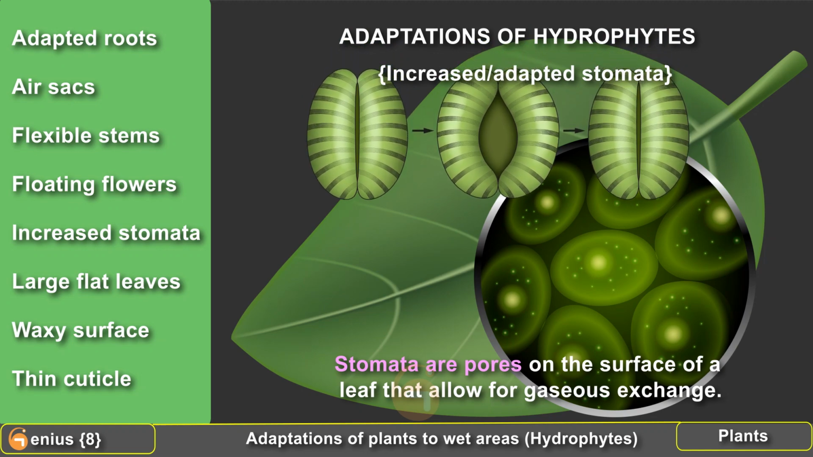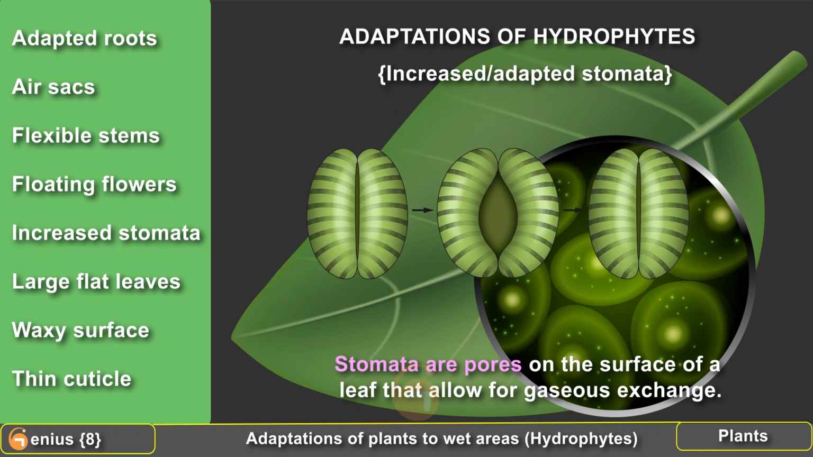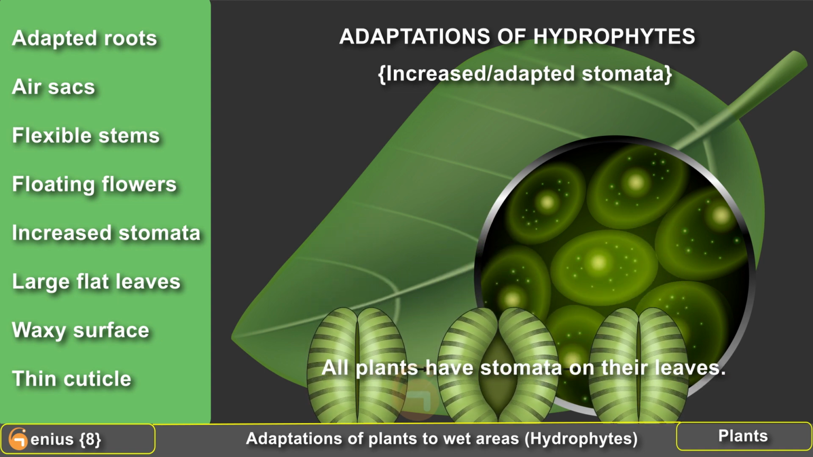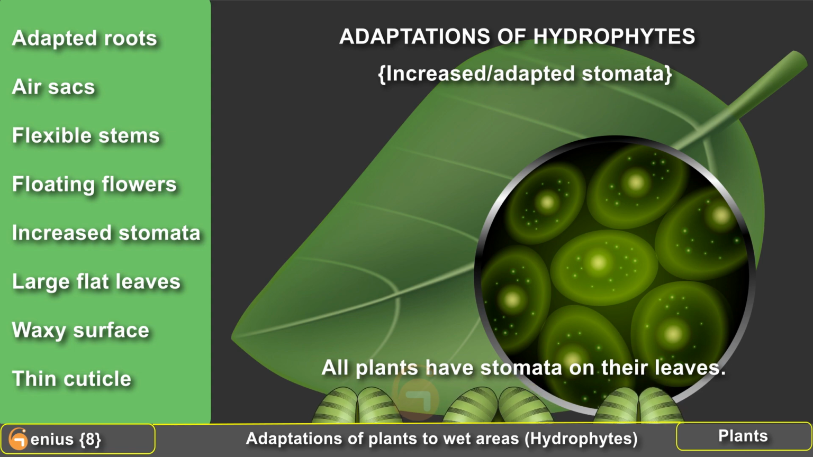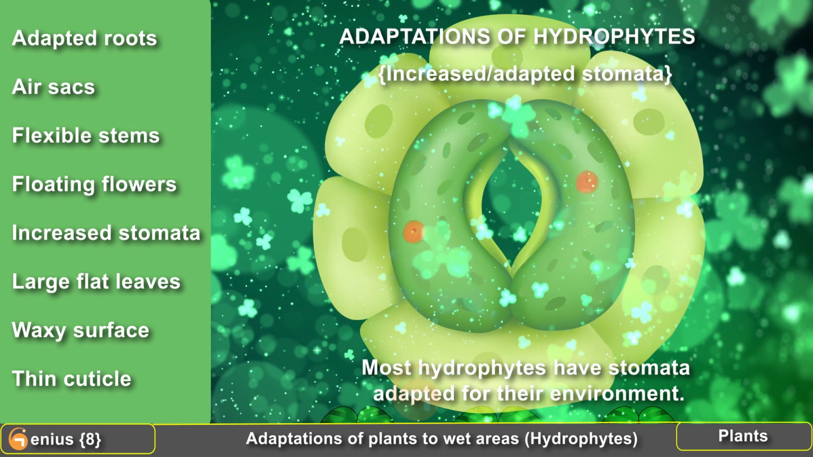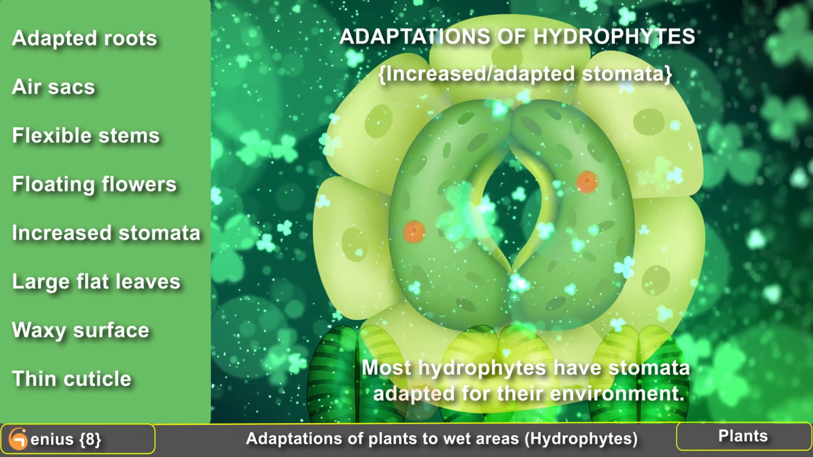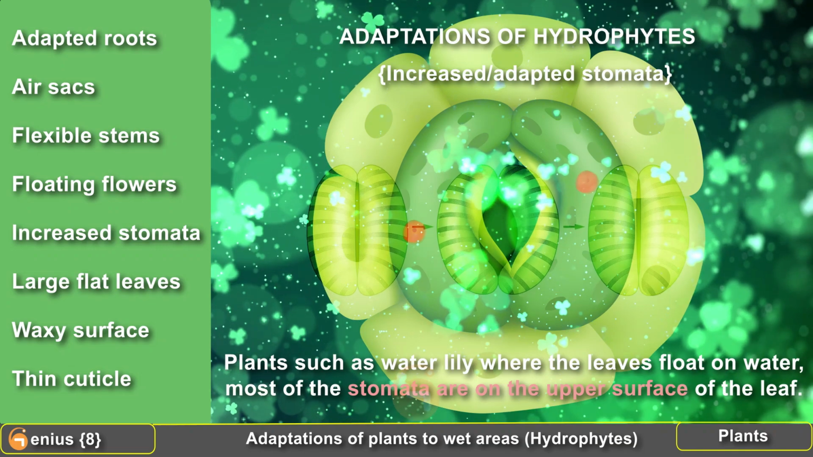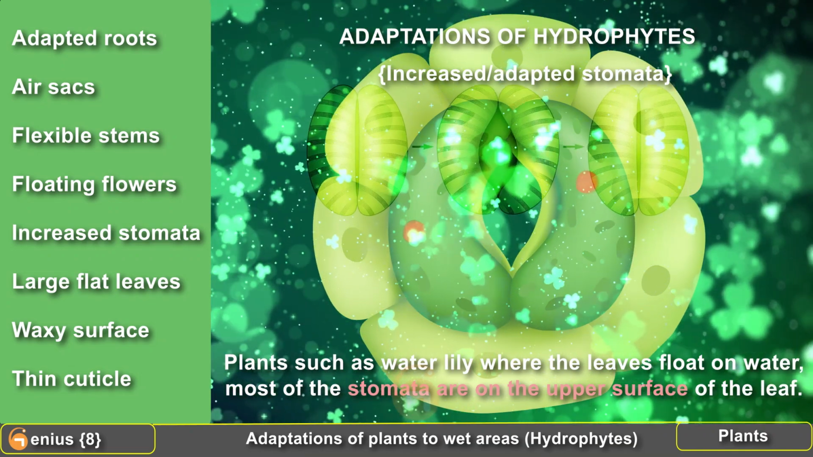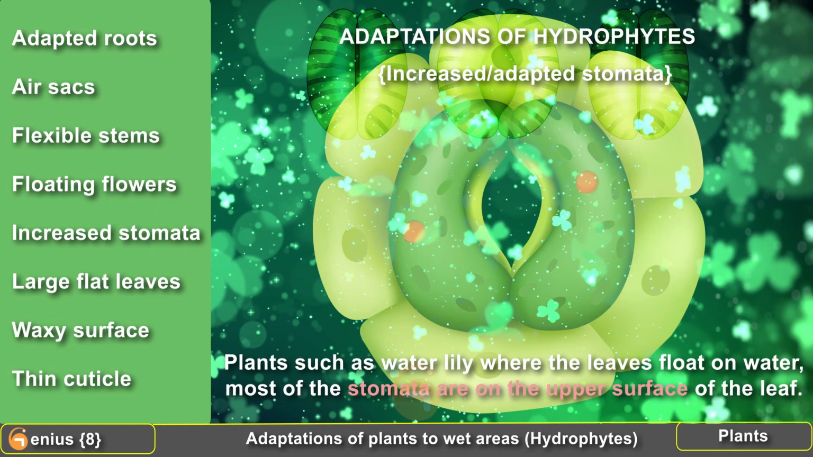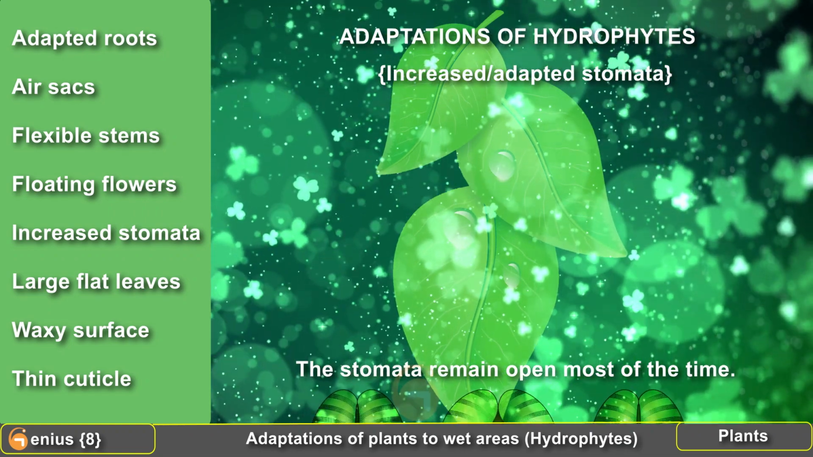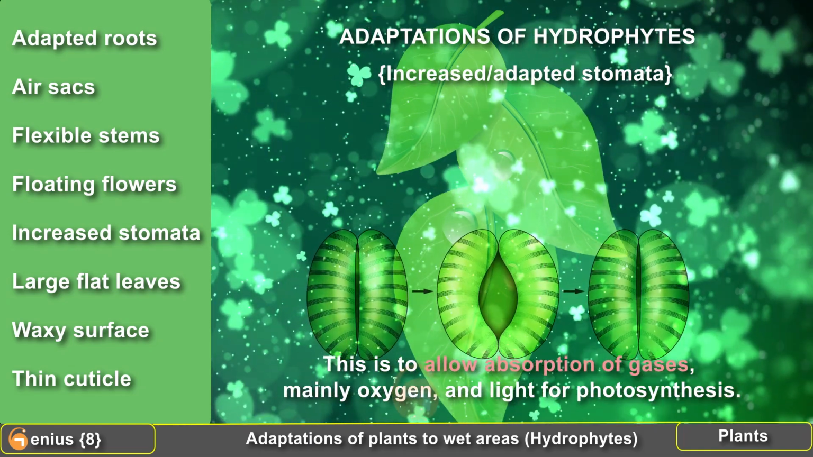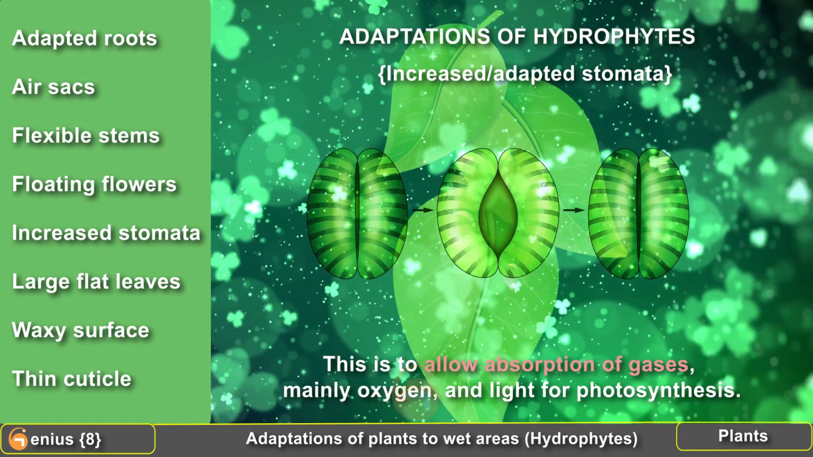Increased stomata. Stomata are pores on the surface of a leaf that allow for gaseous exchange. All plants have stomata on their leaves. Most hydrophytes have stomata adapted for their environment. In plants such as water lily, where the leaves float on water, most of the stomata are on the upper surface of the leaf. The stomata remain open most of the time. This is to allow absorption of gases, mainly oxygen, and light for photosynthesis.